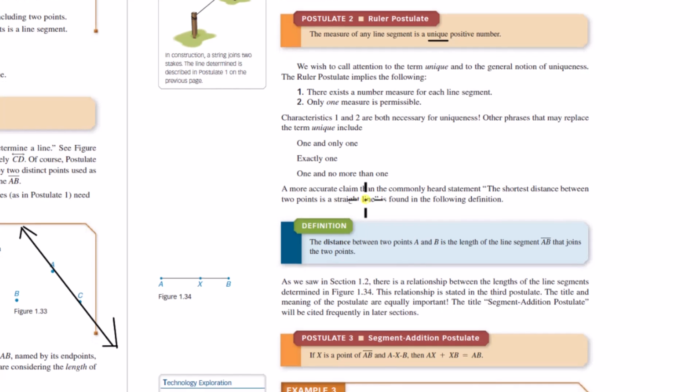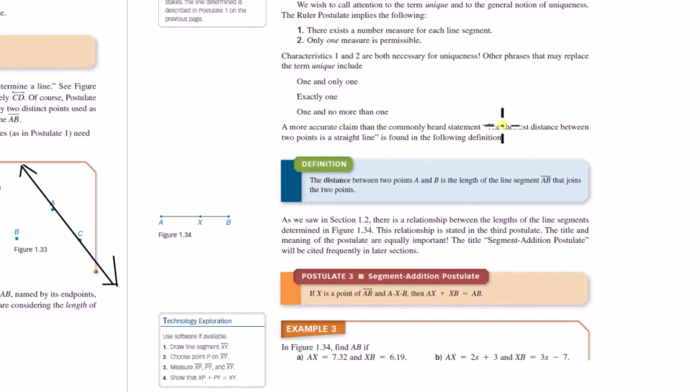A more accurate claim than the commonly heard statement, the shortest distance between 2 points is a straight line, is found in the following definition. So now they're going to make a definition, and this makes intuitive sense. You could start off with an intuitive statement here that the shortest distance between 2 points is a straight line, but they're able to define this with an actual definition.